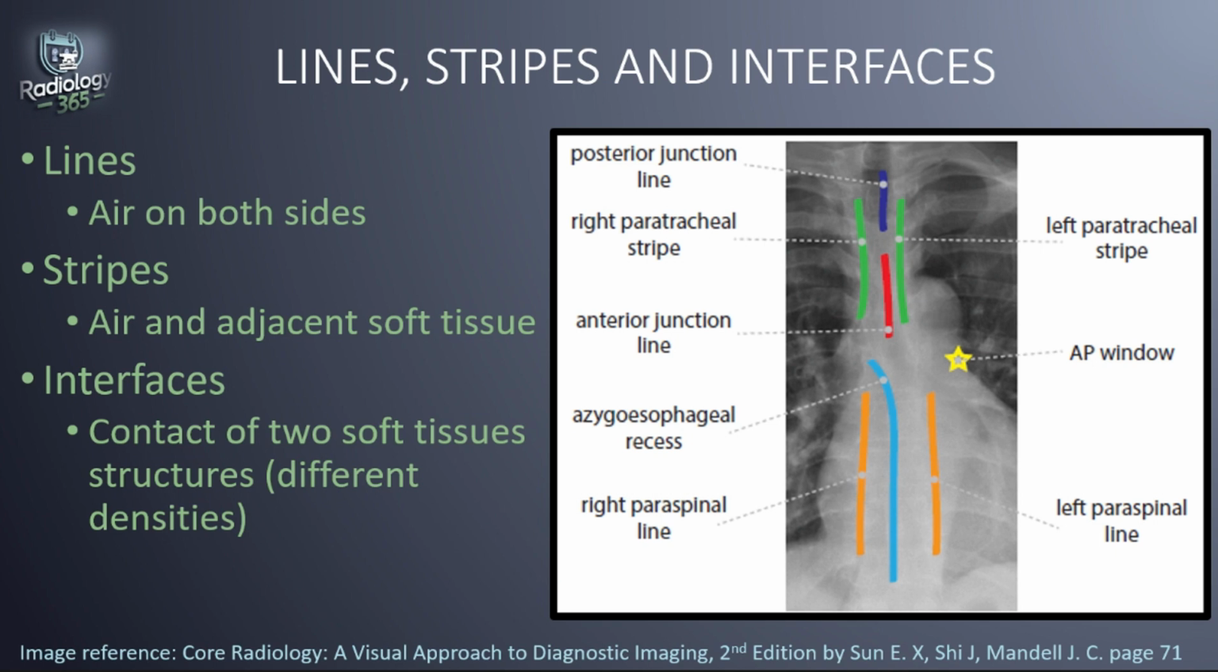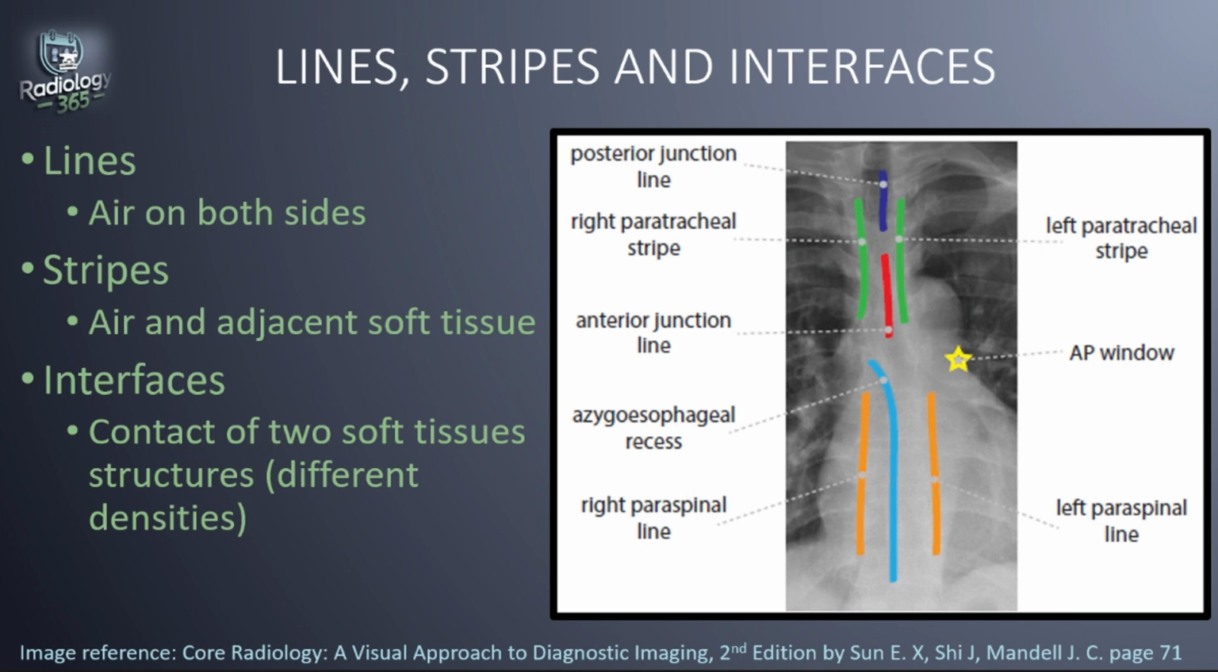A stripe is a thicker interface that is formed between air and adjacent soft tissue. Then an interface, the word interface is when we talk about the contact of 2 soft tissue structures of different densities. Because of their different densities, when they are put side by side, where they meet, we would see a line, and that line would be called an interface. So those are the terminologies.